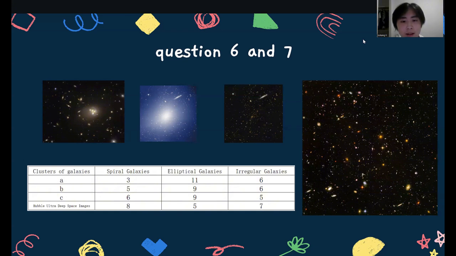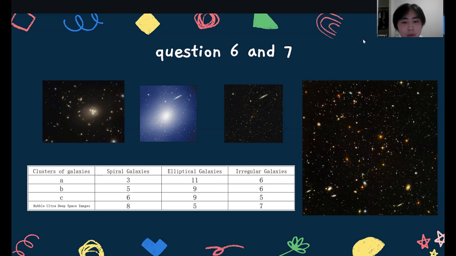Within each cluster, 20 galaxies were randomly selected for classification. The results are shown. Galaxy cluster A: elliptical galaxies are the most numerous, with fewer spiral and irregular galaxies. Cluster B: more elliptical and irregular galaxies. Cluster C: spiral galaxies are the most numerous, followed by elliptical and irregular galaxies.